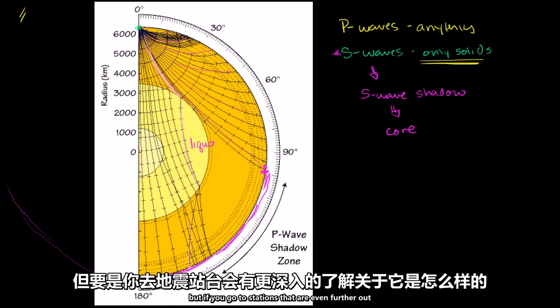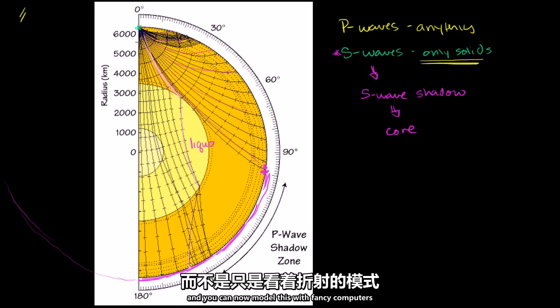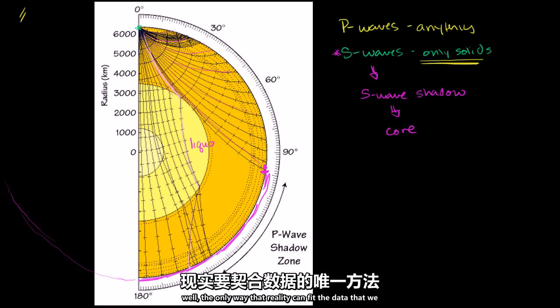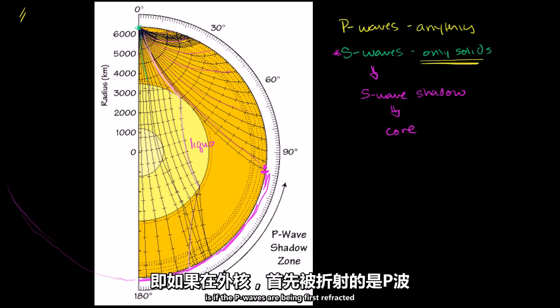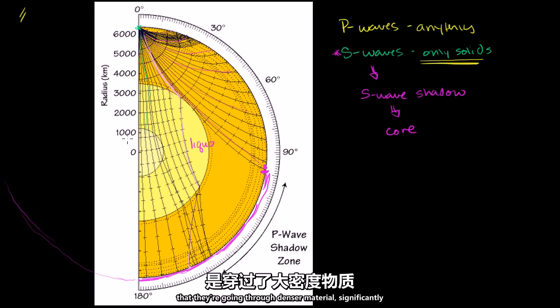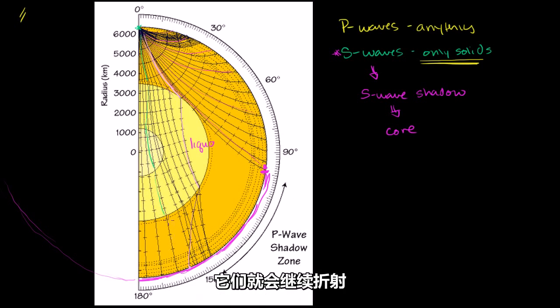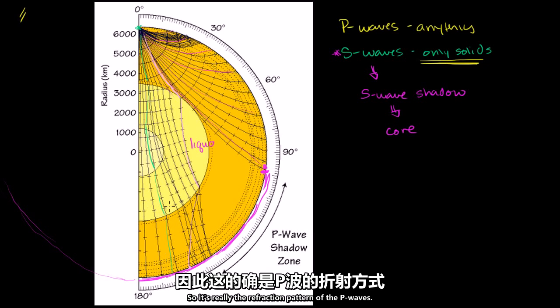But if you go to stations that are even further out, if you just look at the refraction patterns, and you can now model this with fancy computers and get all the data points, you could say, well, the only way that reality can fit the data that we get based on when things reach here is if the P waves are first refracted through the outer core, but then they're refracted in a way that they're going through denser material, significantly denser material in the inner core, and then they're just continuing to refract the way you would expect. So it's really the refraction pattern of the P waves.